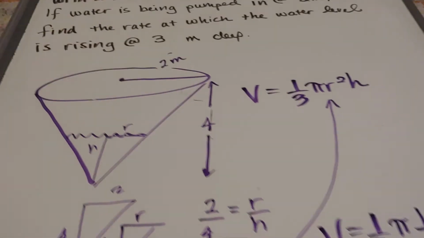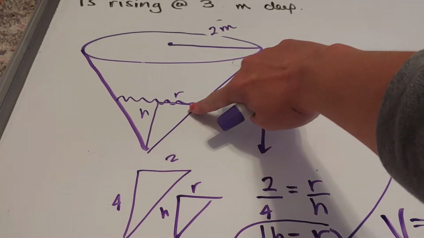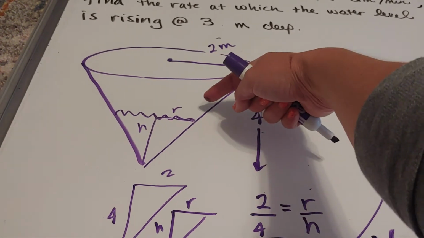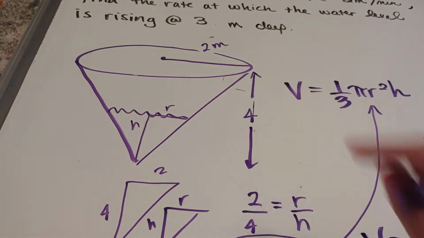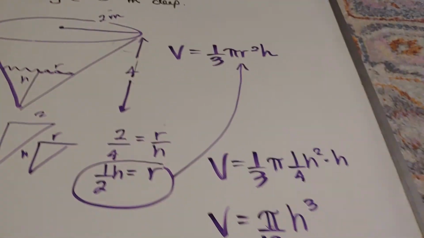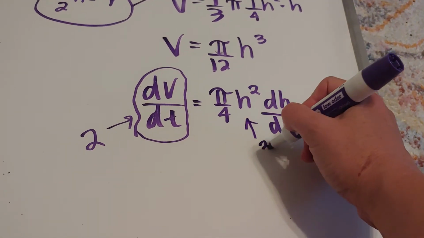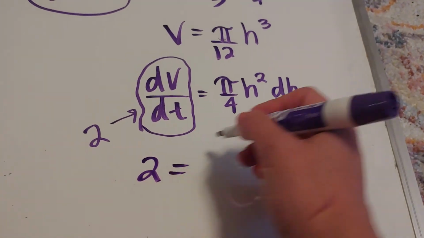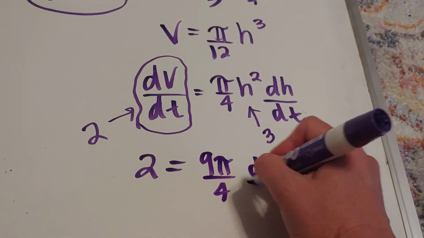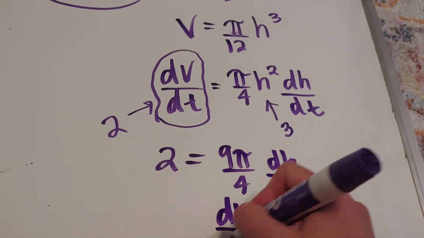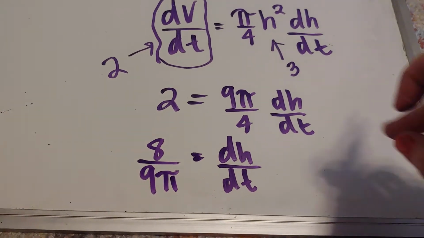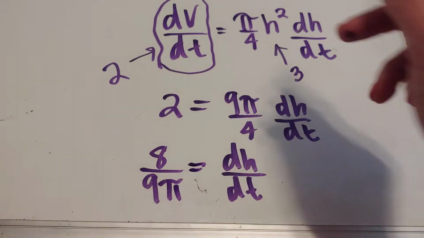If you've ever watched a cone fill up, it's going to look like it's filling up really fast at the beginning because this volume is so small, but up here it's going to appear like it's slowing down because it's spreading out. I want to know when it's 3 meters deep. That's the moment I'm interested in, when h is 3. So I get 2 equals 3 squared is 9, so 9 pi 4ths times dh/dt. When I solve this, I get dh/dt is 8/9 pi.